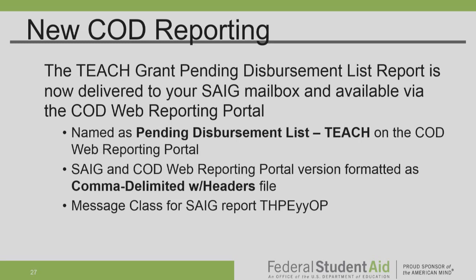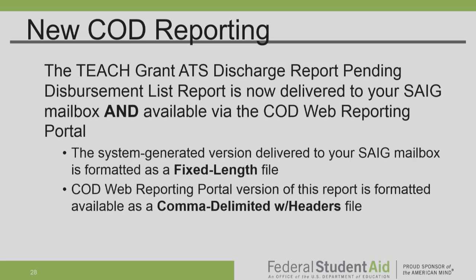Pending disbursement list report is delivered to your SAIG mailbox and available on the reporting portal. There's the identifier of it there that you can look for on the COD reporting portal. Comma delimited with headers is the format, and there again is the message class for when it is sent to your SAIG mailbox. Discharge report, pending disbursement list is now delivered to your SAIG mailbox and available on the reporting portal. A little bit more up there.